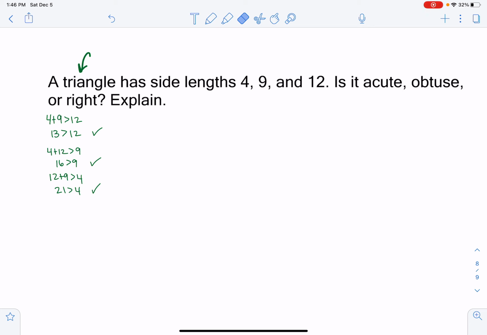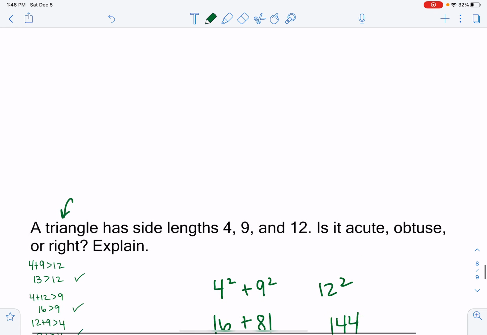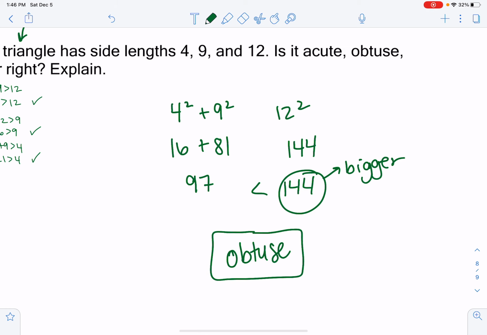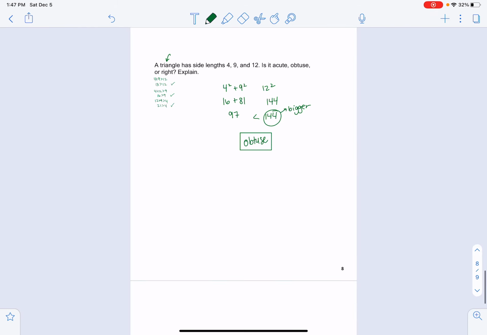So 12 is c, because that's our longest side. So 4 squared plus 9 squared. We're going to compare that to 12 squared. So 16 plus 81, compare that to 144. So this is 97 and 144. The c squared is bigger in this case because 144 is bigger than 97. So it is obtuse. So you do not have a Pythagorean triple because it's not a right triangle, but it is an obtuse triangle because that c squared was bigger. So that's our explanation.